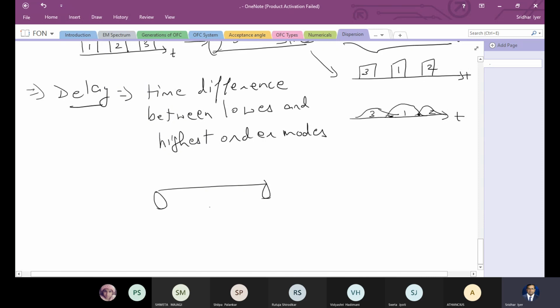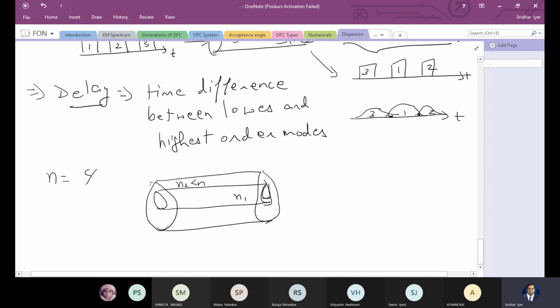So this is the core with a refractive index n1. This is the cladding with refractive index n2 less than n1, and refractive index n is c by v. Therefore n1 is c by v1 and n2 is c by v2. Now since n2 is less than n1, that implies c by v2 is less than c by v1.